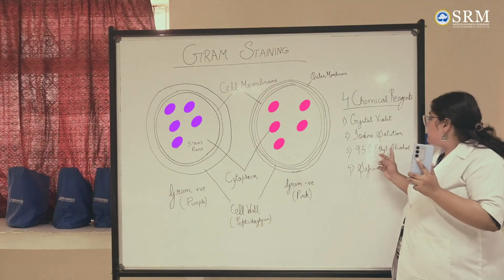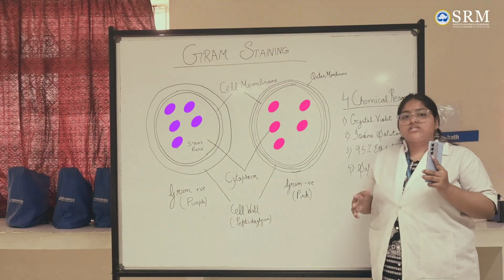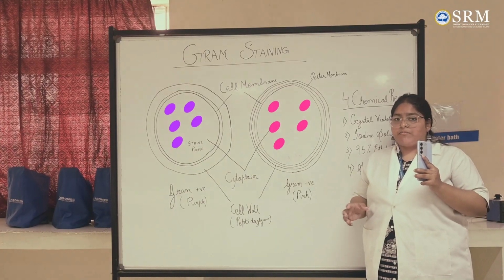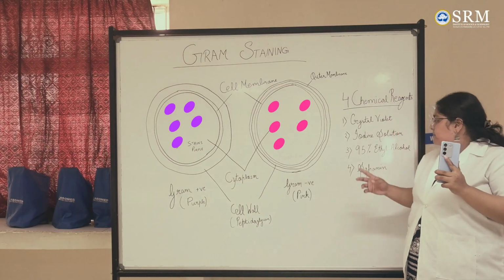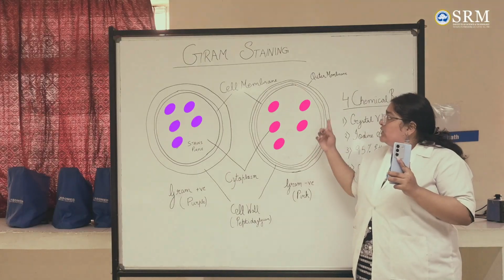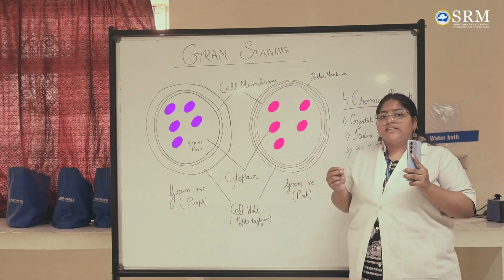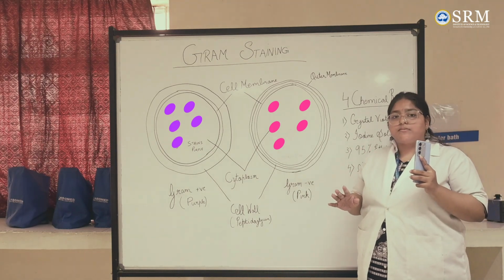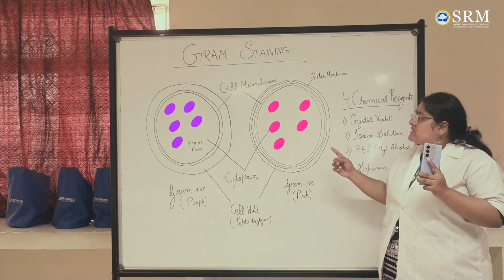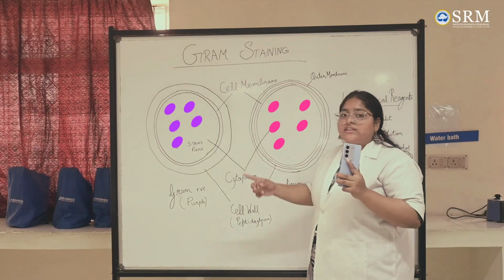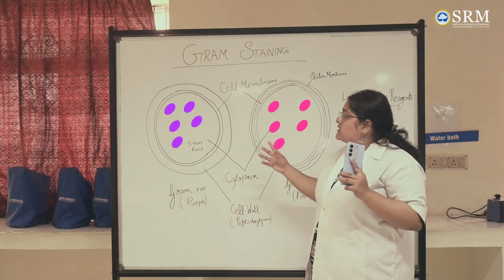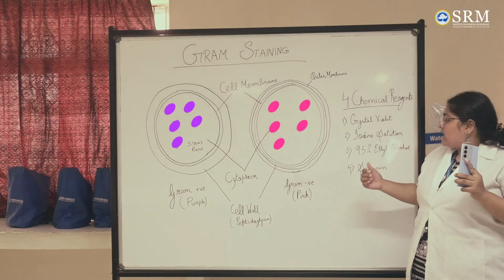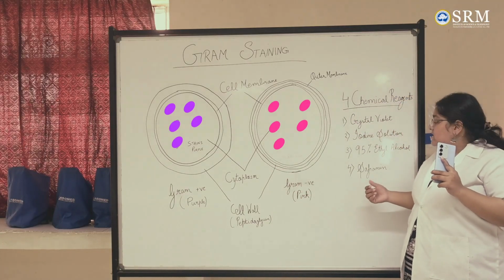Next, we have 95% ethyl alcohol, which is used as a decolorizer. Alcohol decolorizes some of the bacteria. The gram-negative bacteria lose their outer membrane, creating tiny pores which allow the CV1 complex to leave the bacteria. Whereas gram-positive, because of their thick cell wall, do not lose the CV1 complex and retain it. The last is a counterstain, which is safranin.